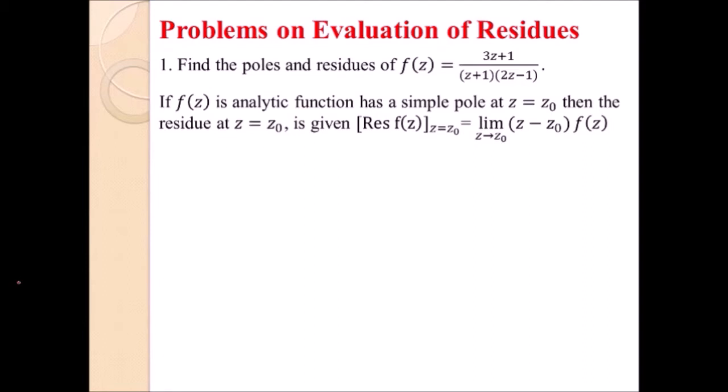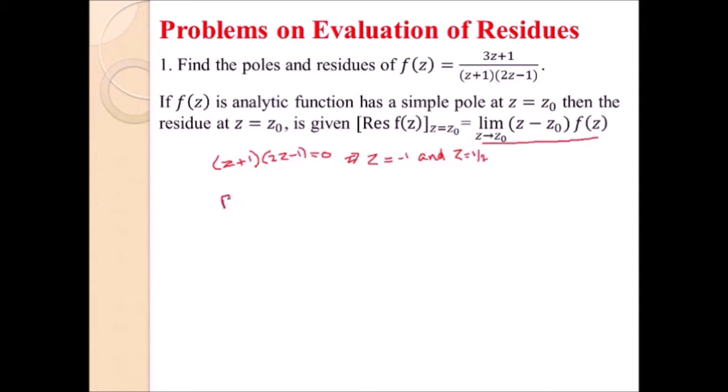So the poles of f(z) are given by equating the denominator to 0, that is, (z + 1)(2z - 1) = 0. So we get z = -1 and z = 1/2. Now these two are simple poles, so we apply this formula.